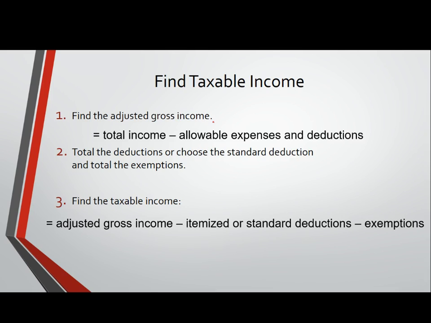Then you're going to total the deductions or choose the standard deduction. The standard deduction did go up recently, but if your deductions are lower than the standard deduction, then just take the standard deduction. And then find the taxable income by taking the adjusted gross income minus any itemized or standard deductions, and then any more exemptions.